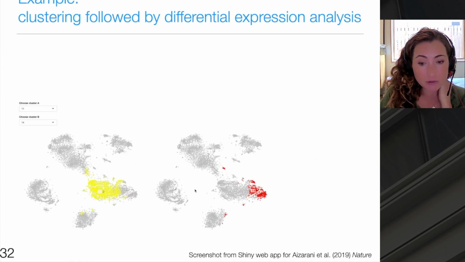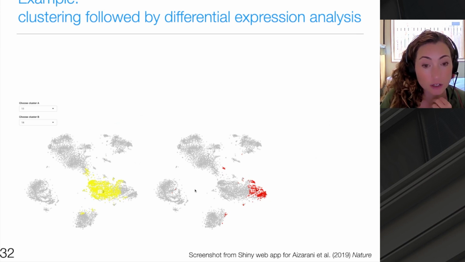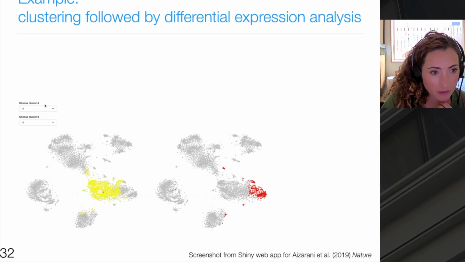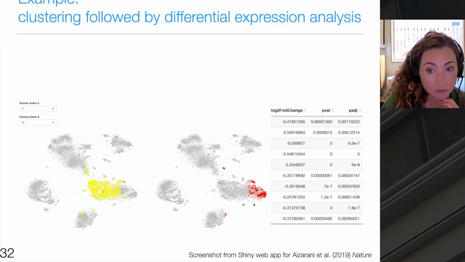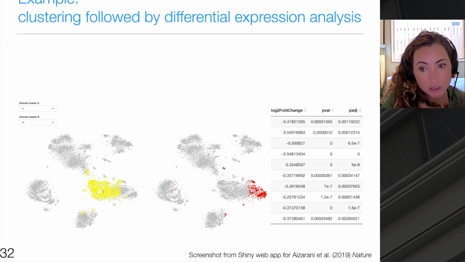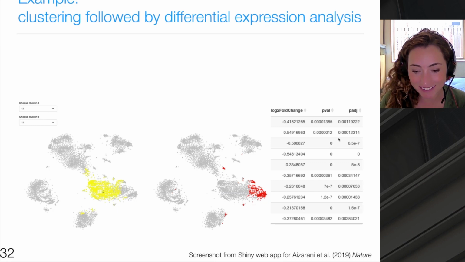So here's an example. This is a Nature paper from 2019, and they released a Shiny app. This is literally a screenshot from their web app. This is a very highly cited paper published in the top journal, Nature. What they did was they clustered the cells, and then they have this little app that makes it easy to say that I want to look at clusters 11 and 14, which is shown in yellow and red. And then this app will actually compute p-values for you, testing for a difference in the expression of each gene between clusters 11 and 14. Those p-values are shown here in this table. And you can see there's some very small p-values like 10 to the -7 and 0. So this is like the state of the art in the analysis of single cell RNA sequencing data.